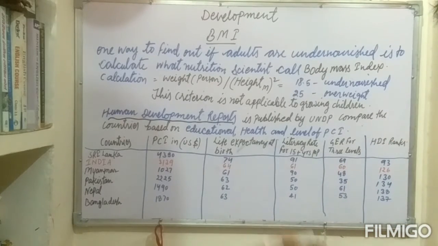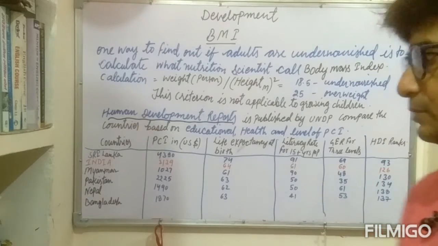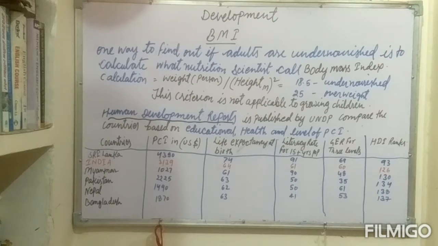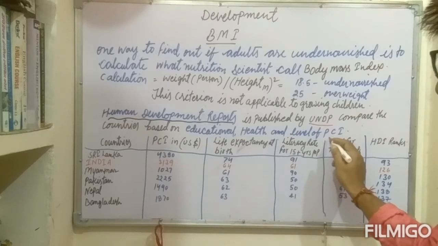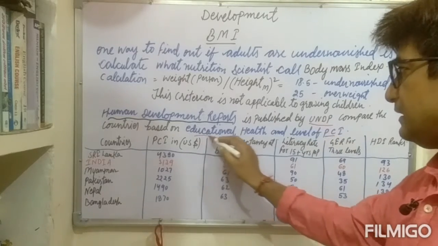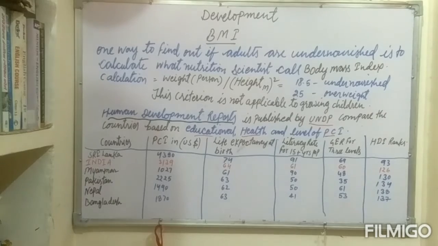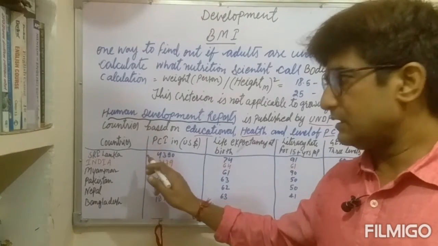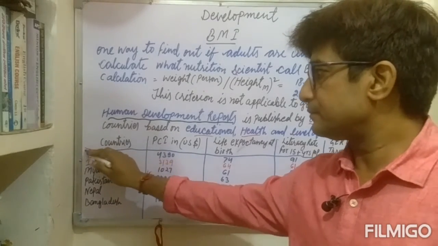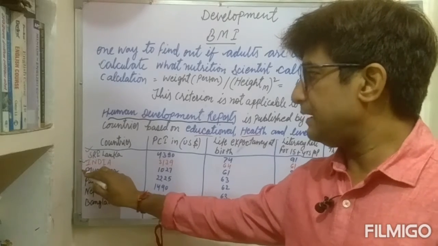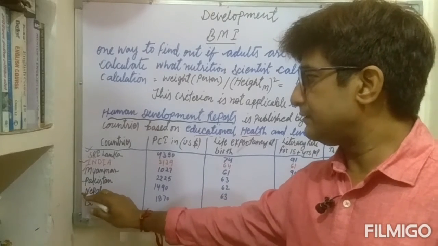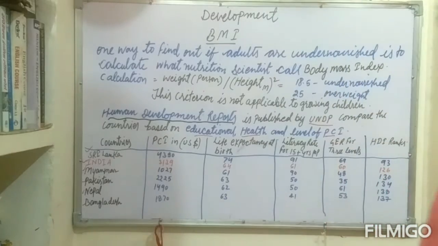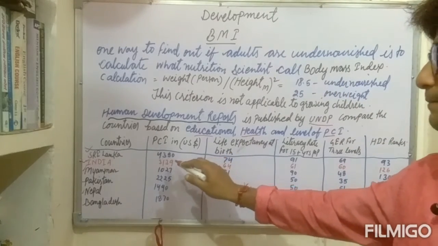Then you will see the Human Development Report. The Human Development Report is produced by the UNDP. It compares countries based on education, health, level of peace, and per capita income. That is a very important criteria. First, we take the countries Sri Lanka, India, Myanmar, Pakistan, Nepal, Bangladesh, and per capita income in US dollar per annum.